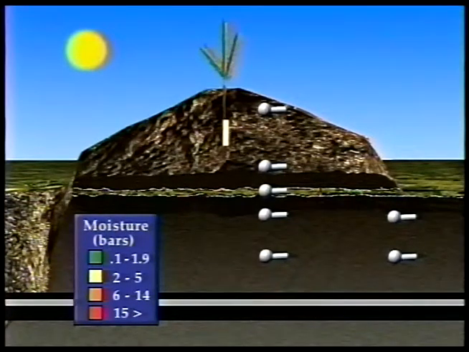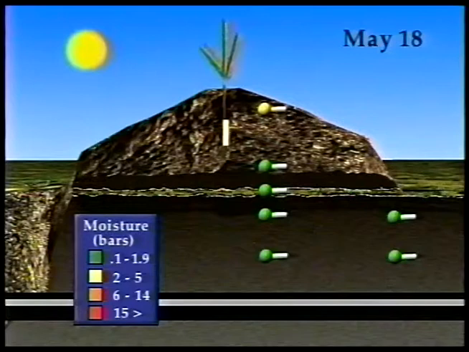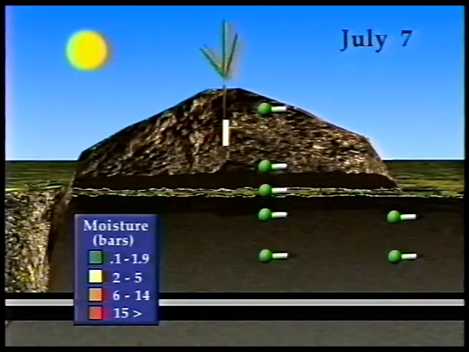The chart at the lower left of the screen indicates moisture levels. Green is approximately 0.1 bars to 1.9 bars. Yellow is 2 to 5 bars. Orange is 6 to 14 bars. And red represents 15 bars and up. The upper right of the screen indicates the day and month. The following screens show the moisture levels found in, under, and around the mound between mid-May and mid-October 1995.